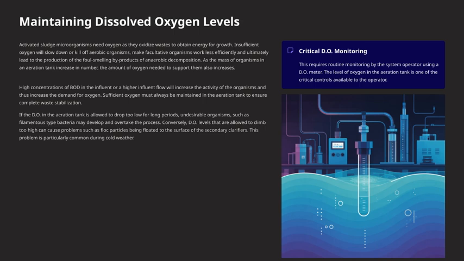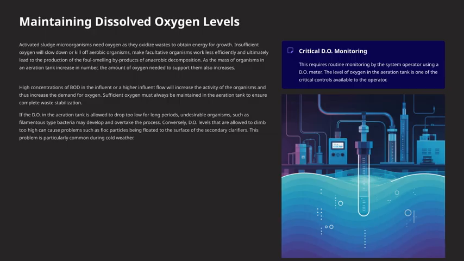Now, if the dissolved oxygen drops too low for an extended period, we risk encouraging undesirable organisms, like filamentous bacteria, which can disrupt the process. On the other hand, if oxygen levels become too high, especially during colder weather, we might see problems like flock particles floating to the surface in the secondary clarifiers. This brings us to the importance of critical dissolved oxygen monitoring. It's essential that the system operator regularly checks the DO levels using a DO meter. Monitoring oxygen is one of our key control points.